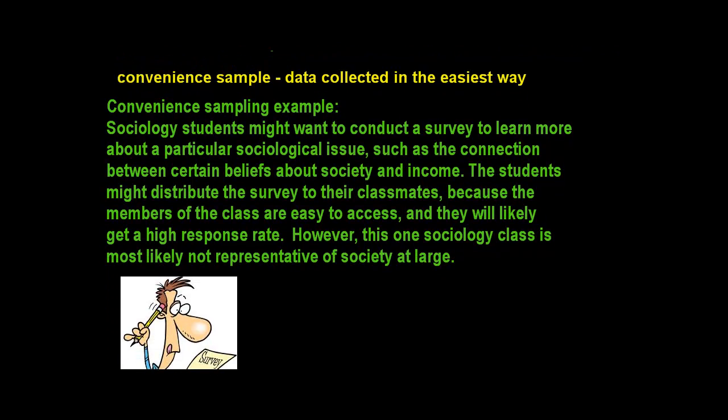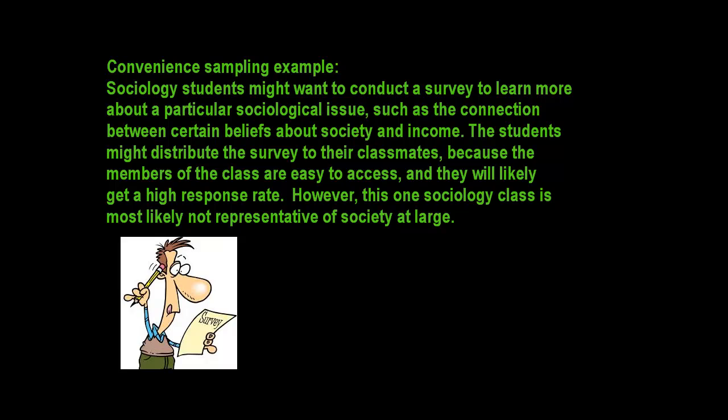Say we have some sociology students who want to conduct a survey to learn more about a particular sociological issue, such as the connection between certain beliefs about society and income. The students might distribute the survey to their classmates because the members of the class are easy to access and they will likely get a high response rate. Everybody's going to help everybody else, so yeah, we'll all fill out the survey for each other. However, this one sociology class is not likely to be representative of the society at large. So we want to avoid this method, but we need to be aware of it because it is frequently used. It's just easier to get samples from the most convenient people, whoever's right there.